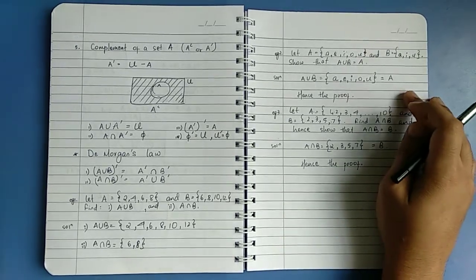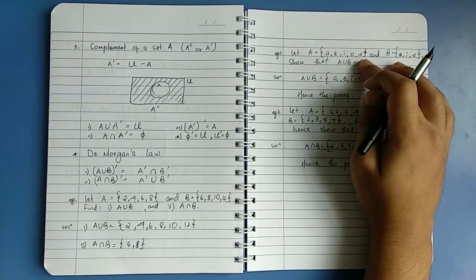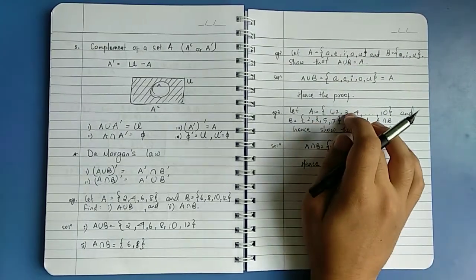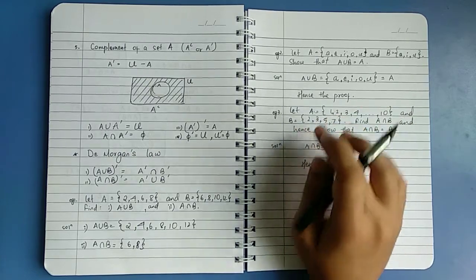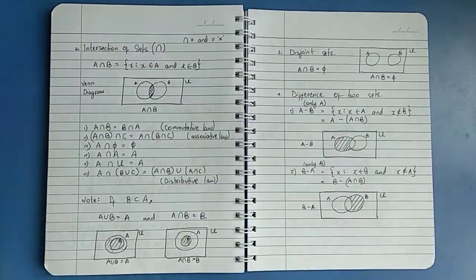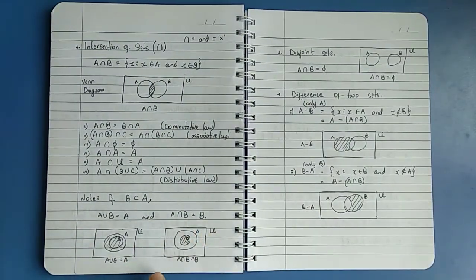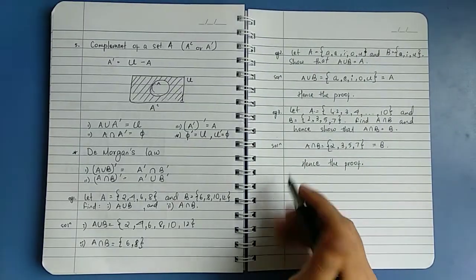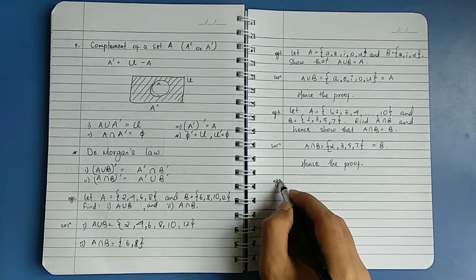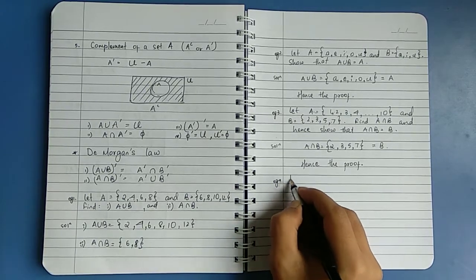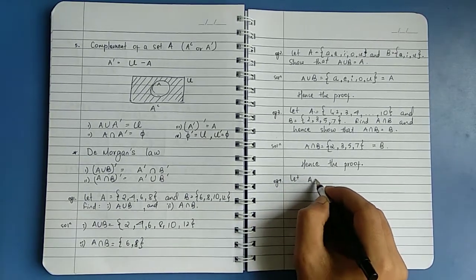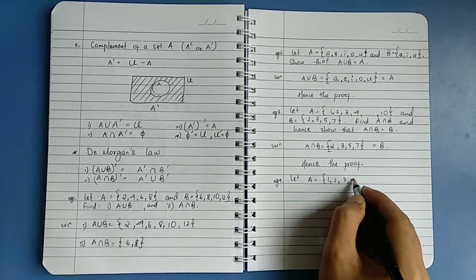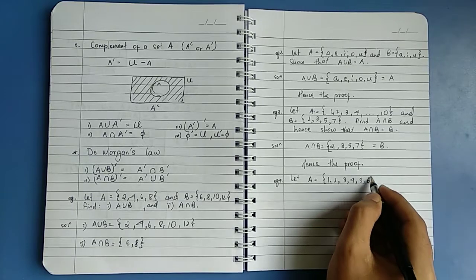Just like we did over here, as B was a subset of A, their union was equal to A. Here B is a subset of A, so their intersection will be equal to B. Just like we discussed earlier in this note, A intersection B is B when B is a subset of A. Next example, example 4. Let A equal 1, 2, 3, 4, 5 and 6.